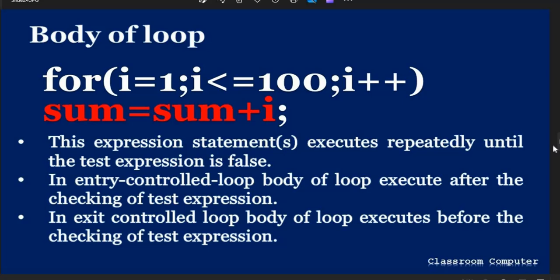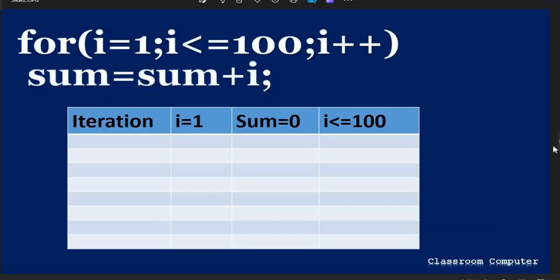Today we are discussing for loop briefly. So here, the body of the loop executes after the test expression. Let's see how a for loop works. I draw a table here. In this table, all rows represent every iteration of this loop and every column represents the changing value of each variable in each iteration. Now start the iteration.